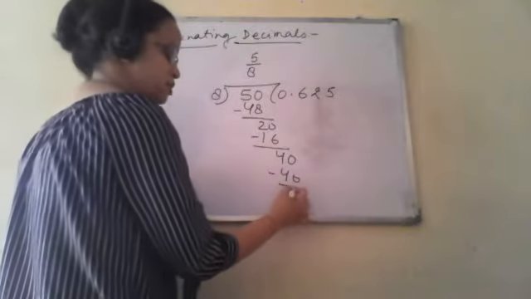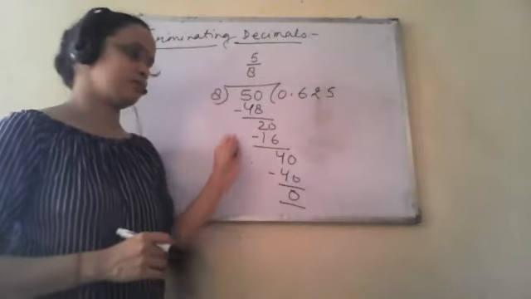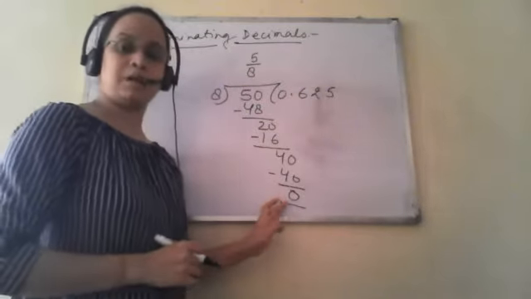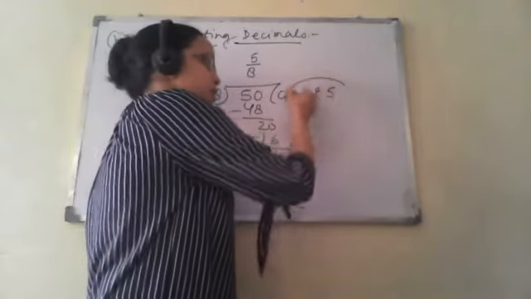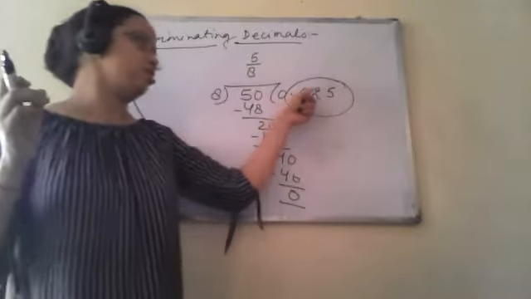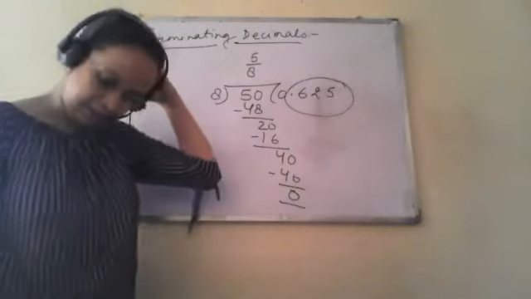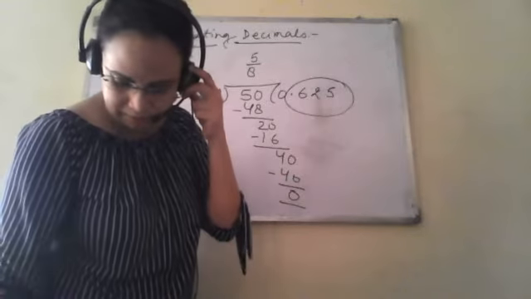Or we can write it as 0. So after a certain number of steps, like after 3 steps, the remainder has become 0. That is called a terminating decimal. So this is the example of terminating decimals, where we get a fixed quotient. Okay, so this is an example of terminating decimals. We'll see one more example.